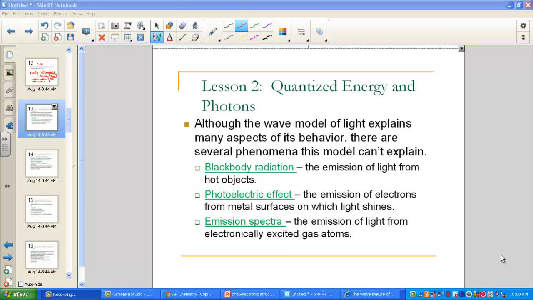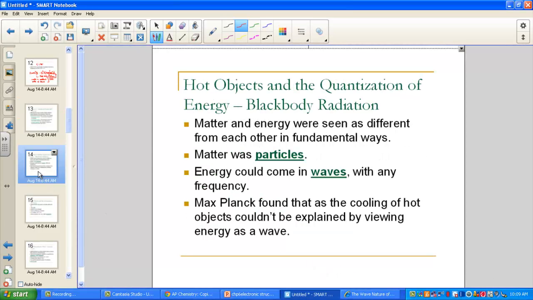You know about emission spectra; we've had a background in our first year chemistry when we examined the lab flame testing, exciting electrons to see what type of wavelength is emitted as they go from the excited state back to their ground state. Let's examine hot objects in blackbody radiation first.